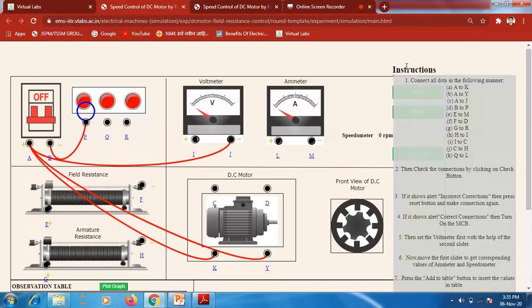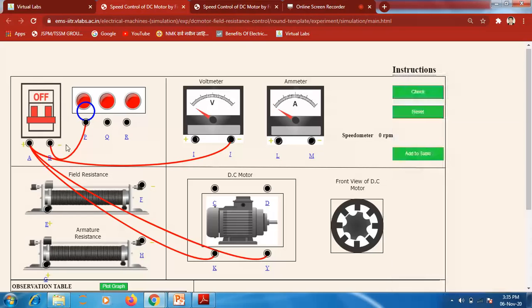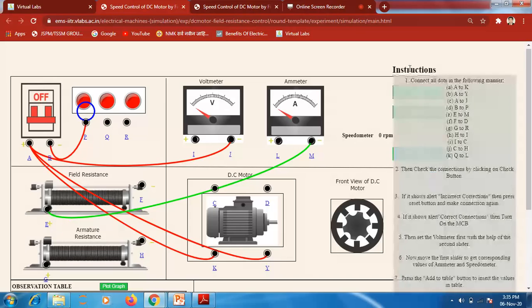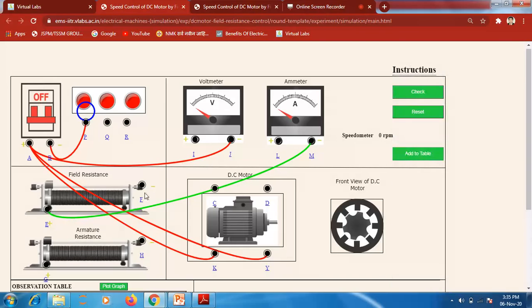Next, E is connected to the Y. Where is the E? Here is the armature resistance point. Okay, E is connected to the Y because we have to measure the current along this field resistance. So E point is connected to the Y. Next point, F is connected to the point D. Here is the F point is connected to the point D over here.